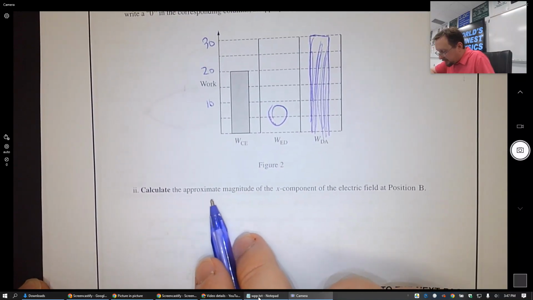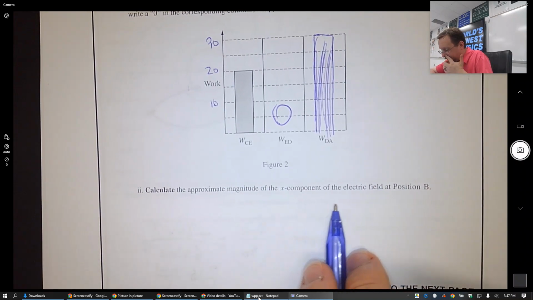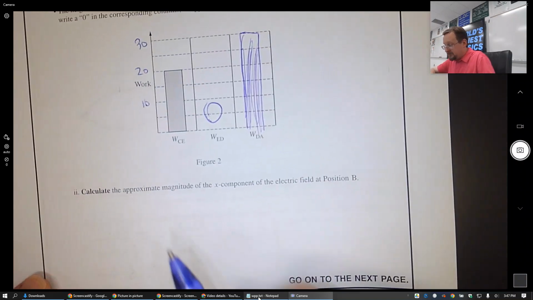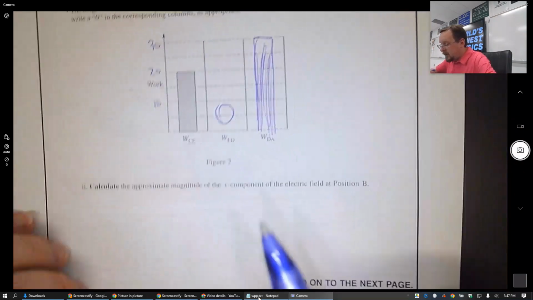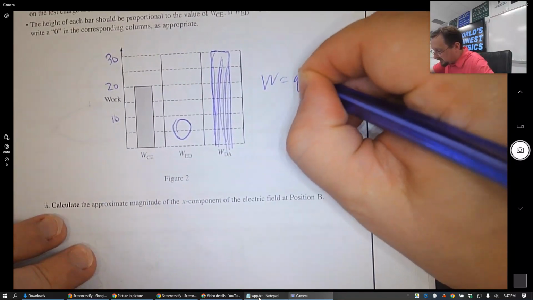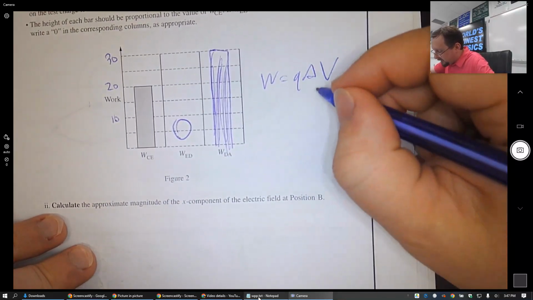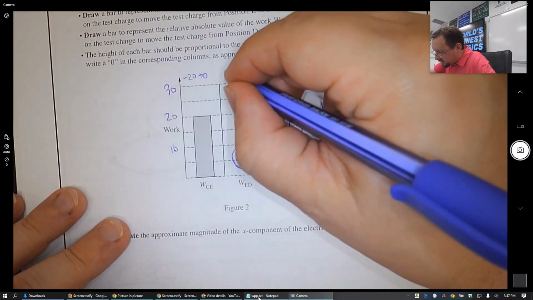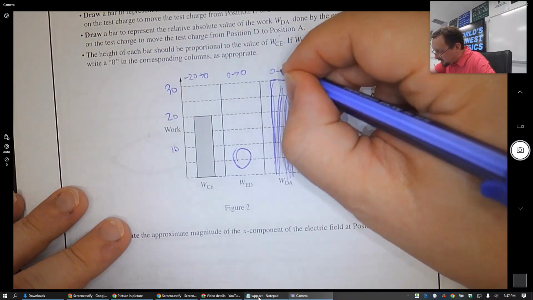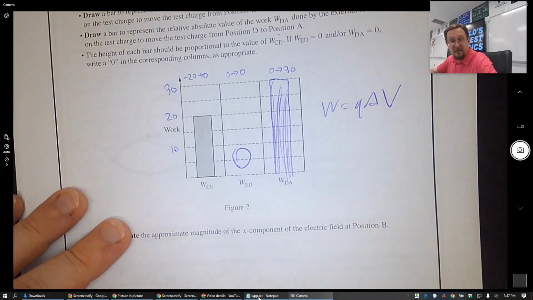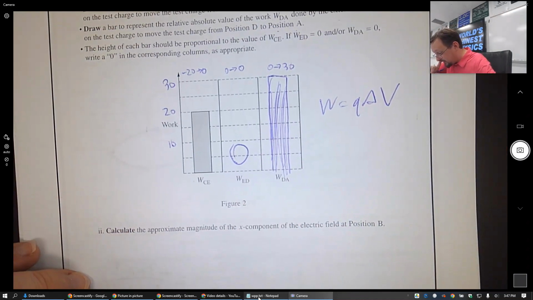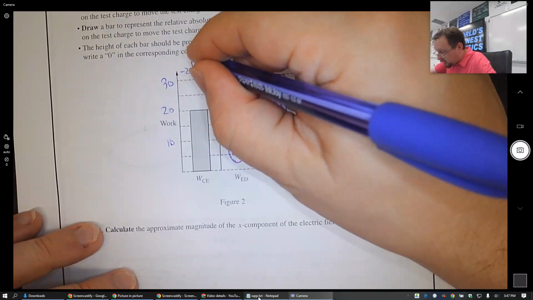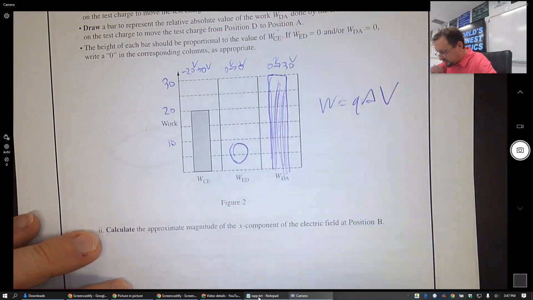Calculate the approximate magnitude of the x component of the electric field at position B. In case you're wondering what I did, I just did work as Q delta V, and the delta V here was negative 20 to 0. Then this was 0 to 0. Then this is 0 to 30. Does that kind of make sense, where I came up with these amounts of work? Volts, volts, volts, volts, volts, volts.